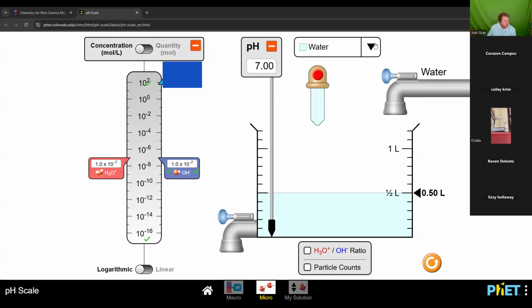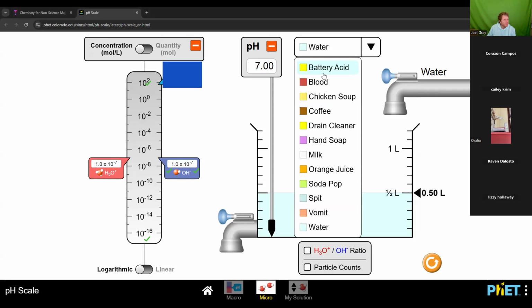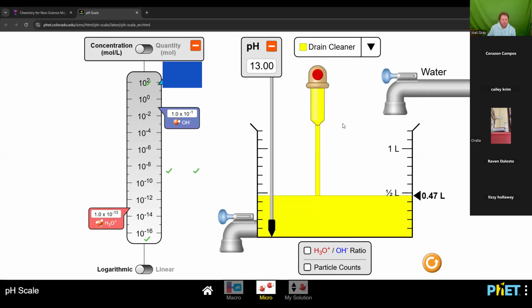Let's go ahead and add, how about some, let's see, not vomit, spit, water, soda pop, milk. No, milk is fairly acidic. Drain cleaner. There we go. Drain cleaner, our Drano. Our pH went up to 13. And our hydroxide ion concentration went up as well.